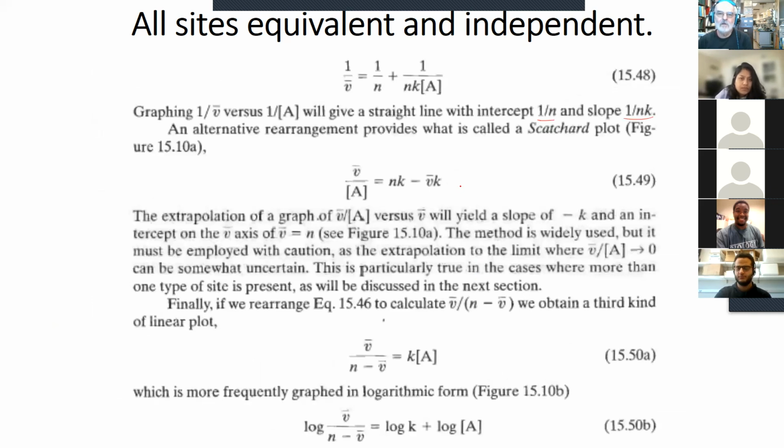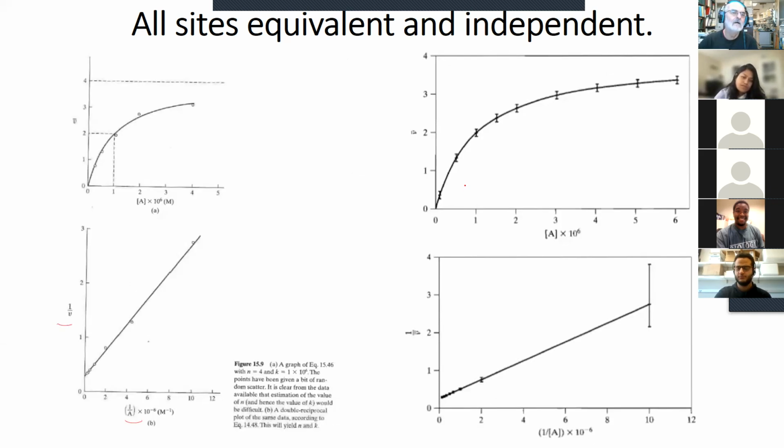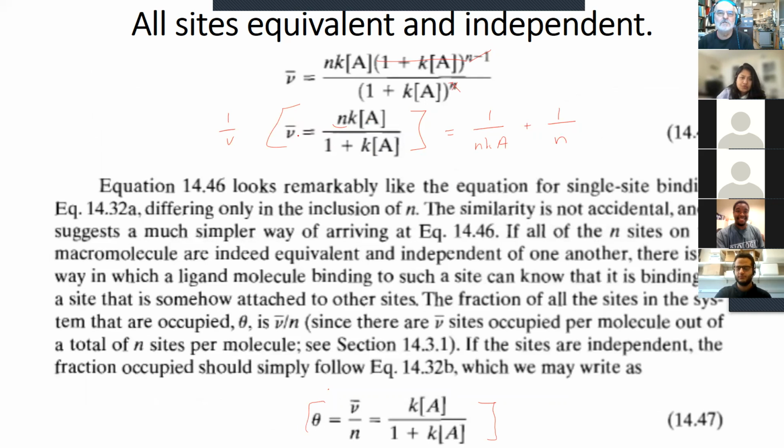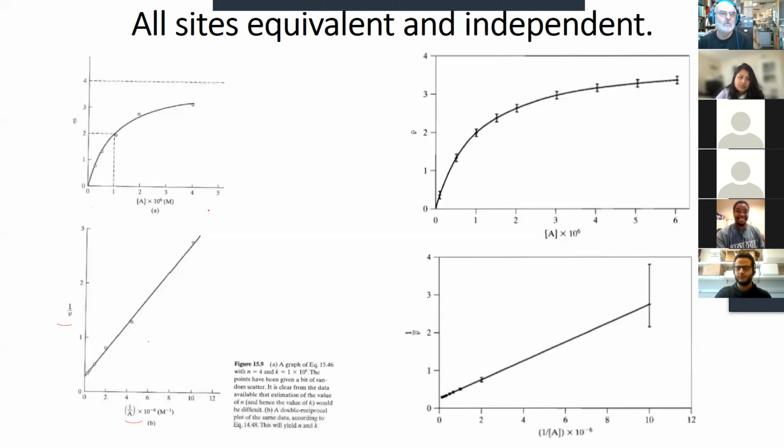Another way of plotting the data, I'm sorry, let me go back. This form of the equation, nu versus A, would look like this. This is the hyperbolic equation, and this is what the hyperbolic equation looks like. This is from chapter 14 with error bars. You can see if there were 4 sites, it would approach 4 sites at really high concentrations. This is the double reciprocal form.